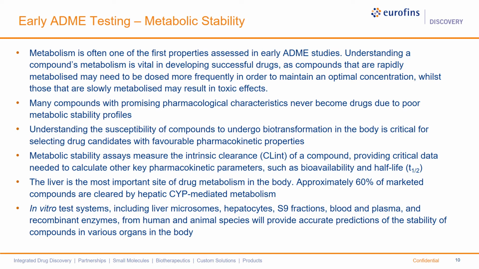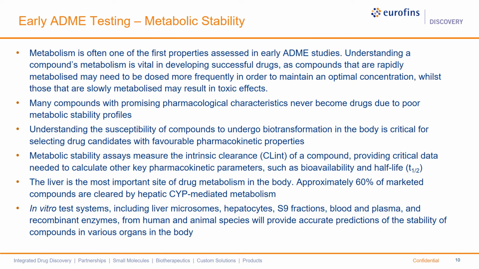So metabolic stability assays that are in place can effectively measure what is called the intrinsic clearance of a compound. And that is the way in which that compound is metabolized, as I said, typically by the liver, and it provides key data that can then determine the pharmacokinetic parameters of the drug. And this includes such parameters as bioavailability and half-life. For example, if a drug is metabolized very quickly, the half-life will be commensurately lower, whereas if a drug is metabolized slowly, its half-life will be longer.